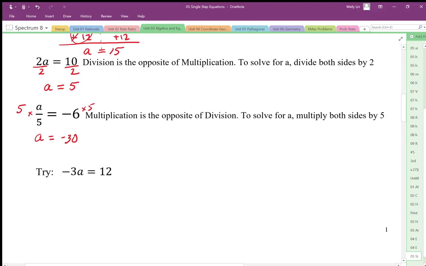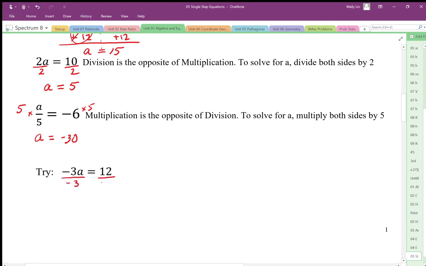Okay, so to do this one, how do you undo? Is this a minus 3 or times by negative 3? That's the first thing you need to decide. Is that a minus or a negative? Okay, so this is a negative because there's nothing on this side here that we're subtracting from, so it's a negative. So this is a times by negative 3, so I need to divide by negative 3.